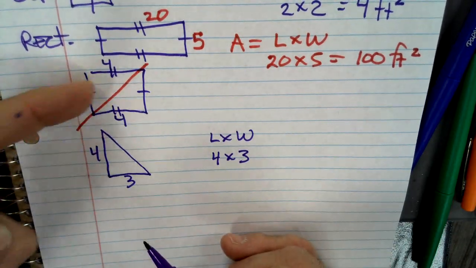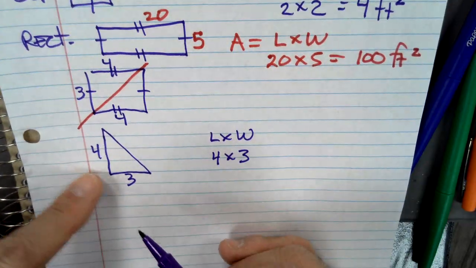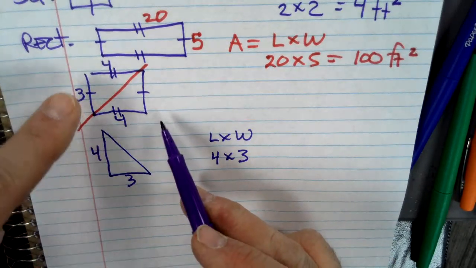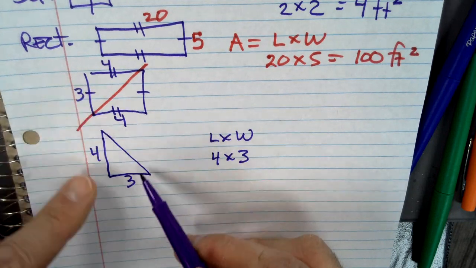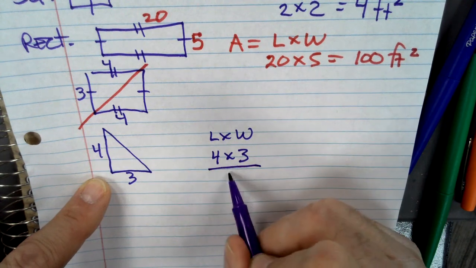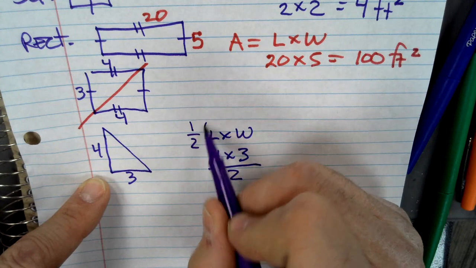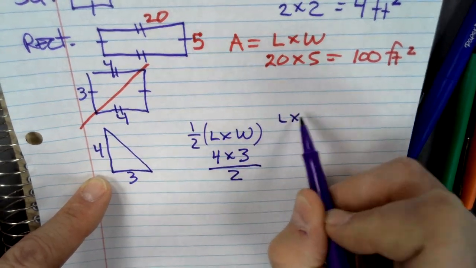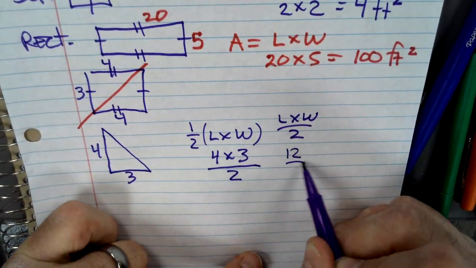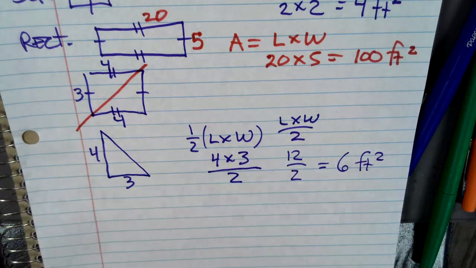So I drew this triangle that I have right here, 4 and 3. I cut the rectangle in half, so this is a triangle. Length times width, 4 times 3 would be 12. It can't be the same as this rectangle because it's only half of the rectangle. So I have to divide it by 2. A lot of people will put 1/2 of length times width or length times width over 2, whichever way you want to do it. So that's 12 over 2 or 6 feet squared.